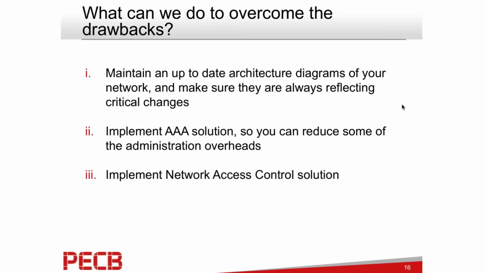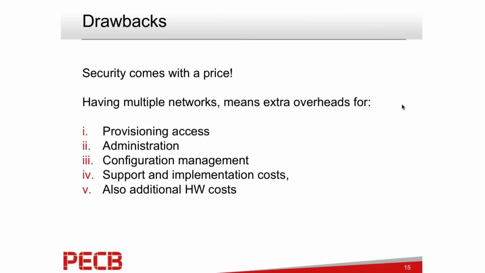Second thing to do, implement a AAA solution. Have a RADIUS or any solution in the market that will enable you to provision users, enroll, register users, and assign privileges and access rights. Have centralized management of your network equipment enabled. So that should reduce the provisioning, access, and administration costs.